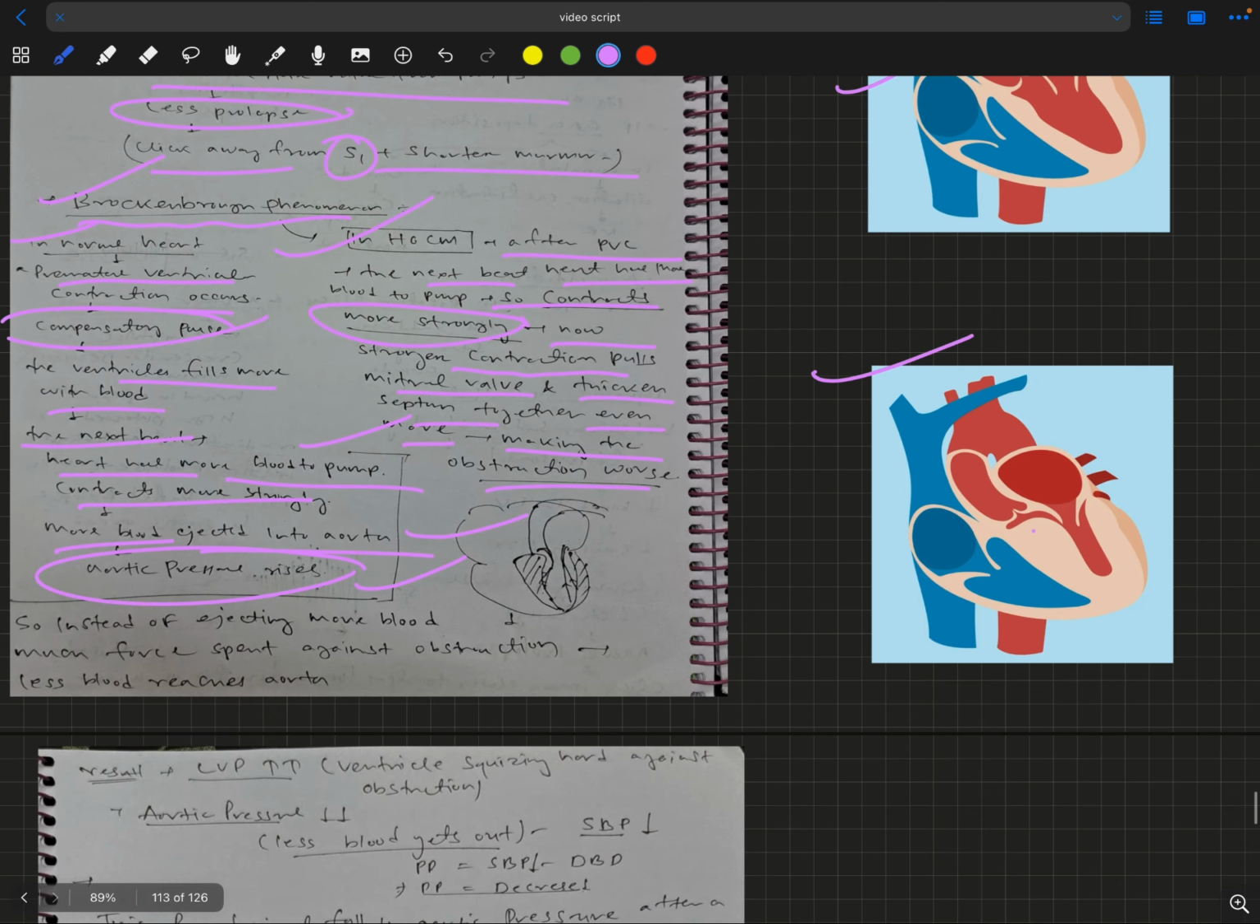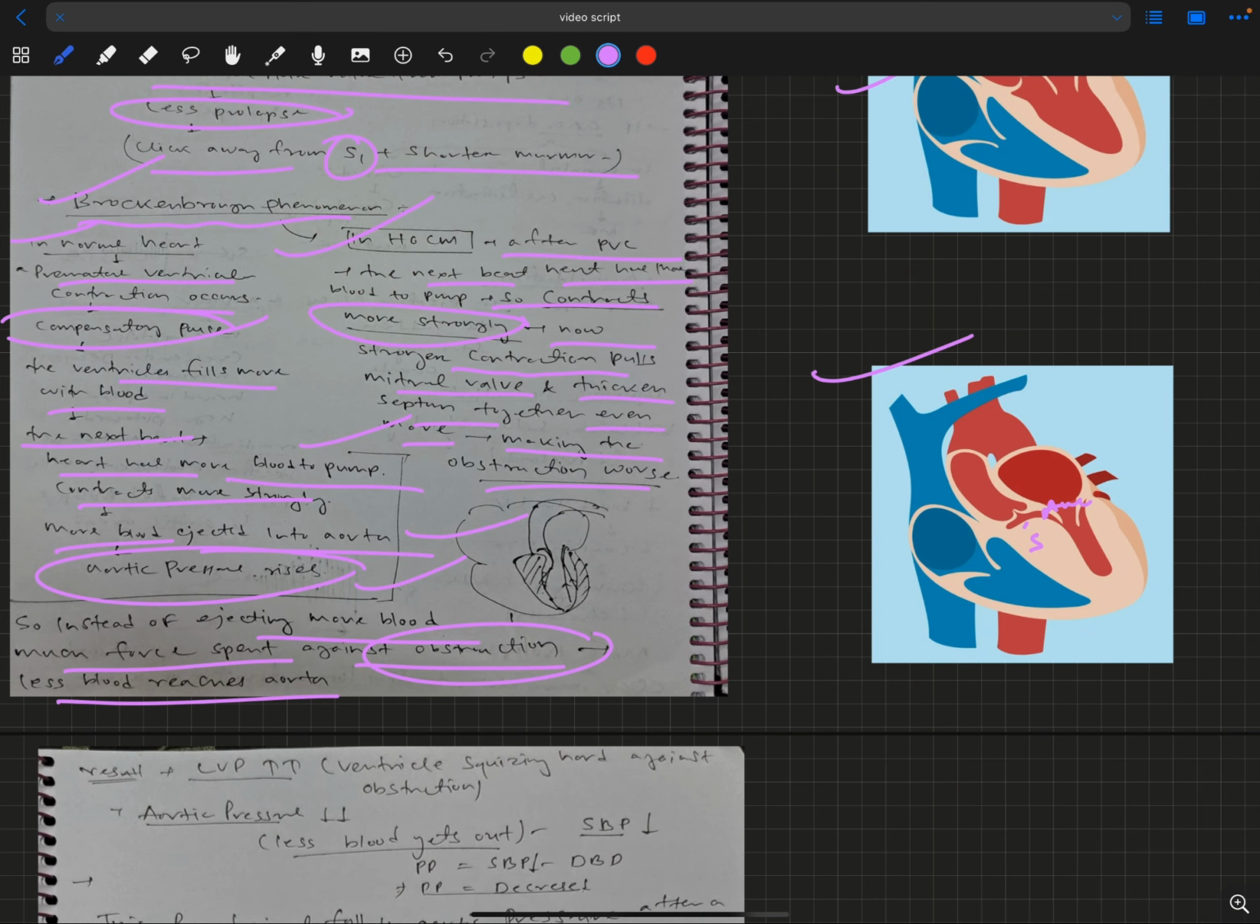But in the case of HOCM, when this ventricle is filled with more blood, according to the Frank-Starling law, it will contract more. When this ventricle contracts, the septum and the anterior mitral leaflet both move closer to each other. That will lead to more obstruction of the left ventricular outflow tract, and a decrease in cardiac output or stroke volume. So instead of ejecting more blood, much force is spent creating this obstruction, and less blood reaches the aorta.